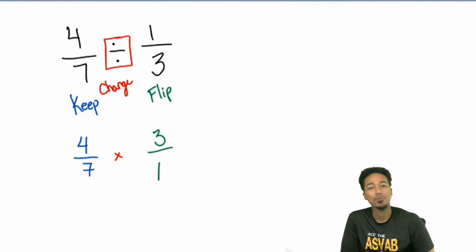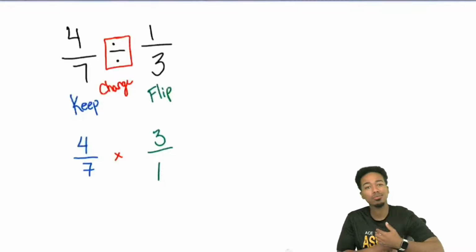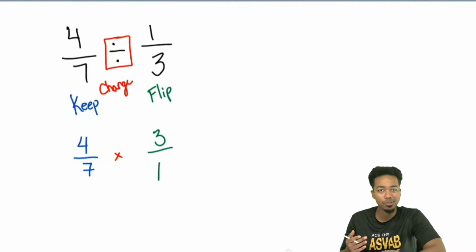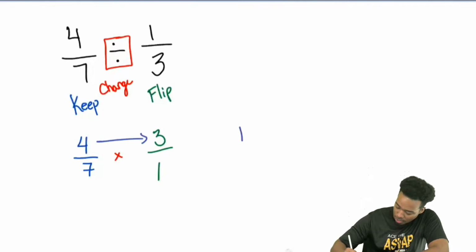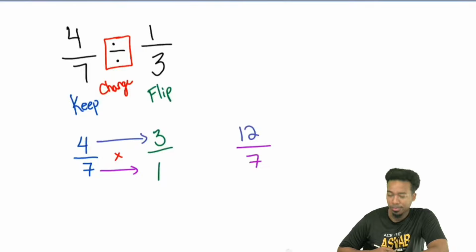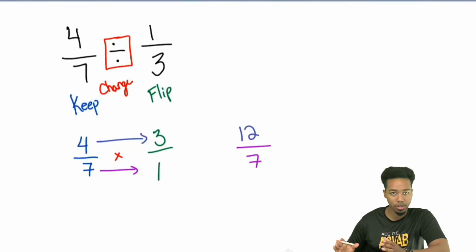All right. So with that, from there again, you just perform the same things that you do for multiplying fractions. So here it'd be 4 times 3, that's 12. Then you would have 7 times 1, that's 7. And then from there, you're good.